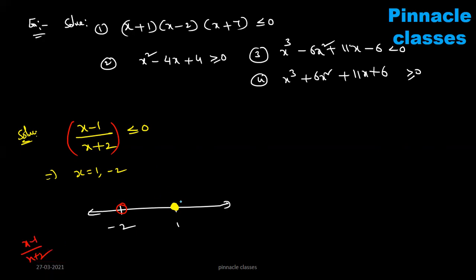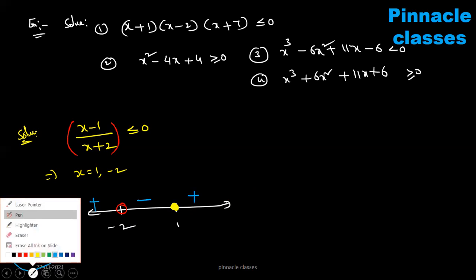Now, as usual, find out for more than 1. What is your answer in this case? More than 1 means take x is equal to 1.1, 2, 3, 4. How much? That is positive. Take any one number that lies between minus 2 to 1, suppose 0. What is your answer? Minus is coming. Less than minus 2 means take x is equal to minus 10. Obviously, how much is coming? Positive. Minus minus cancel. See, minus 11 by minus 9, negative negative cancel, positive.